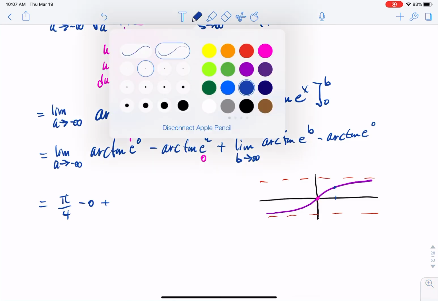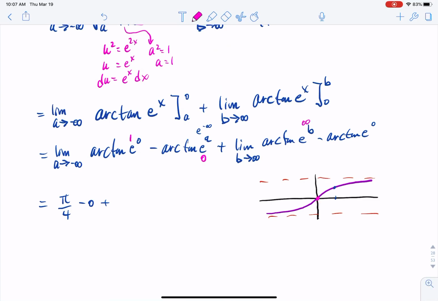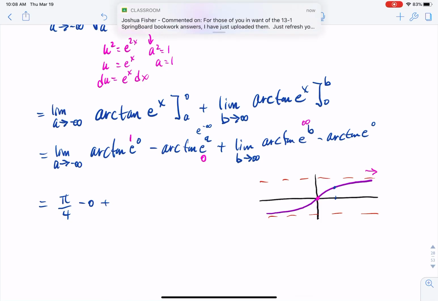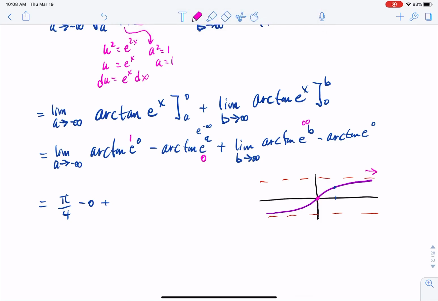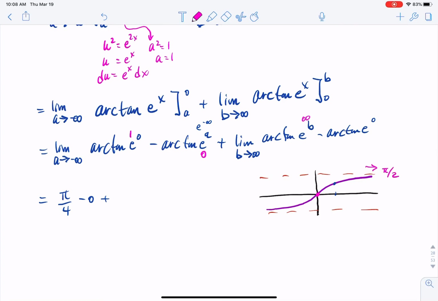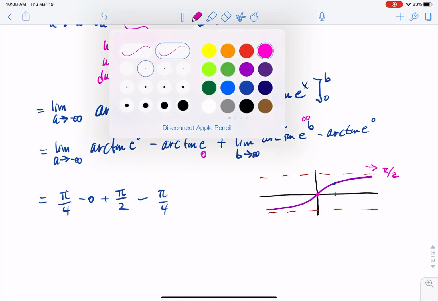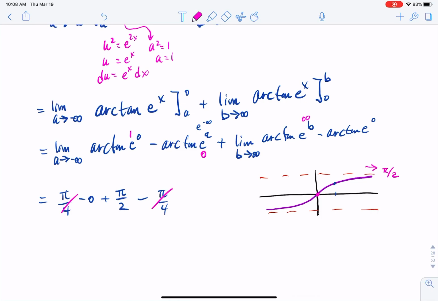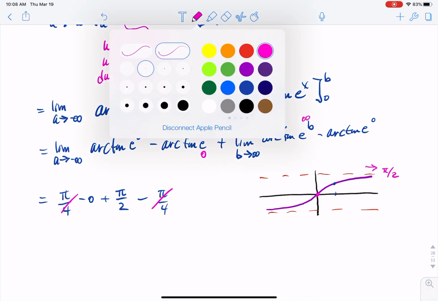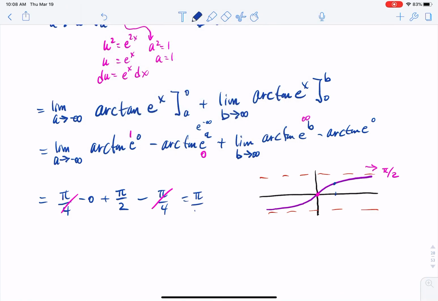As b goes to infinity, that's going to be an infinity. And this is the exact thing that we saw before. As x gets bigger and bigger and bigger, the arctangent is getting closer and closer to pi over 2. So plus pi over 2. Okay, and then minus arctangent of e to the 0. I think that we've already done that one, right? This one is the same thing as the very first one, which is pi over 4, which is totally convenient because those cancel. The 0 is a whole bunch of nothing, and so our final answer for this one is pi over 2.